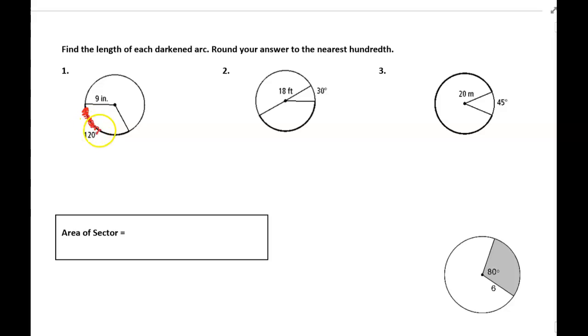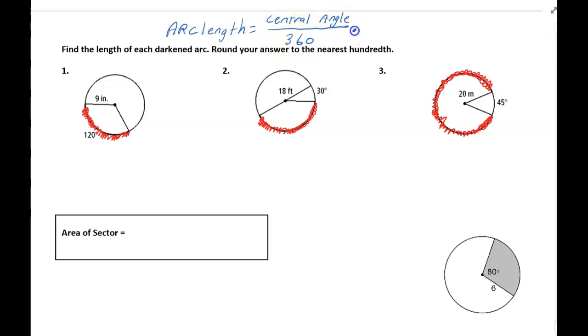See those darkened arcs, so I'm going to highlight them in red. So I'm trying to find that red arc there. This arc right here in red. And then in the problem number 3, we're trying to find this arc going all the way around. So we know that the arc length, I'm going to write the formula at the top of the page, is equal to the central angle over 360 times 2 times pi times the radius.